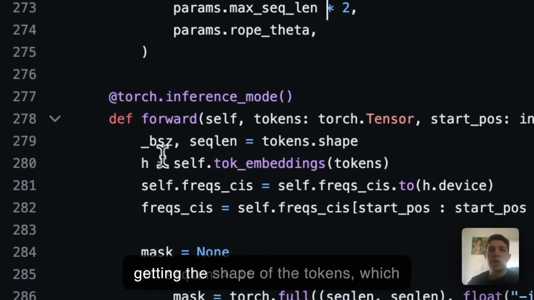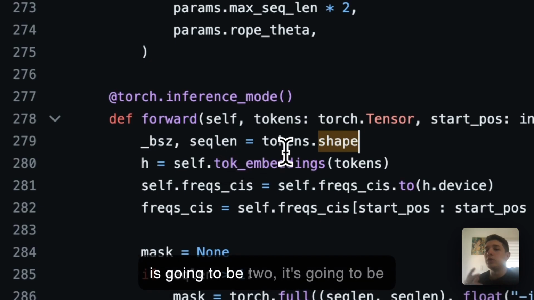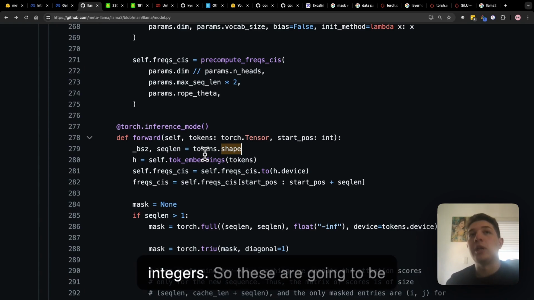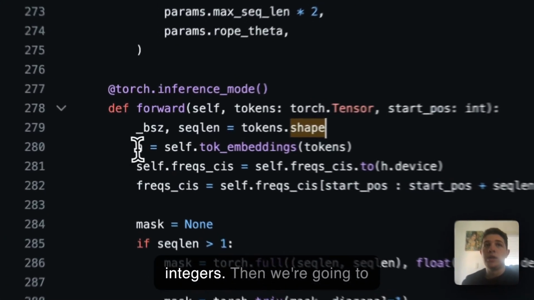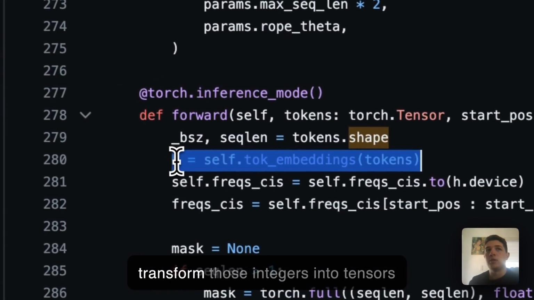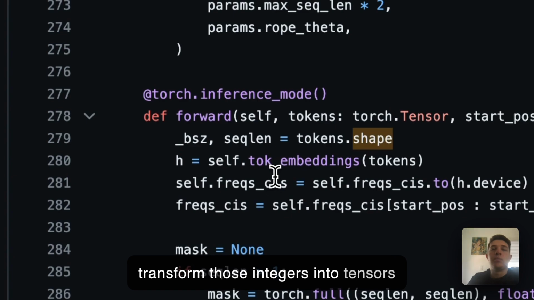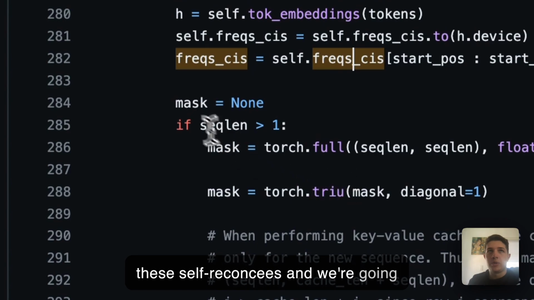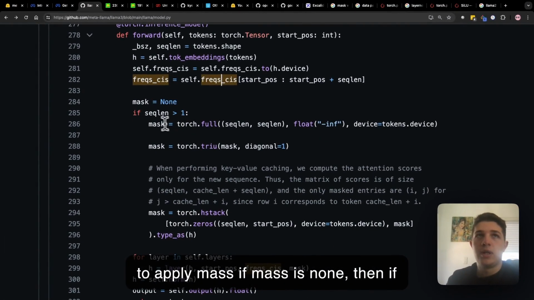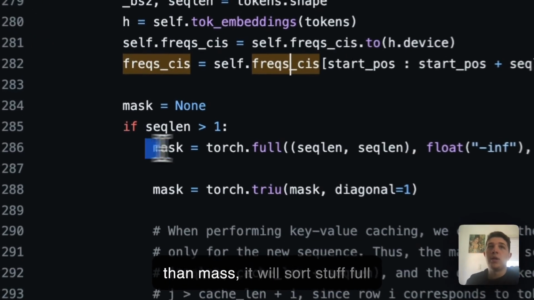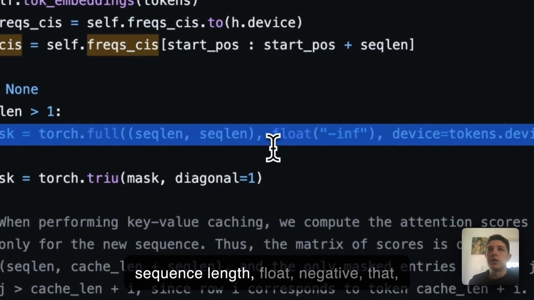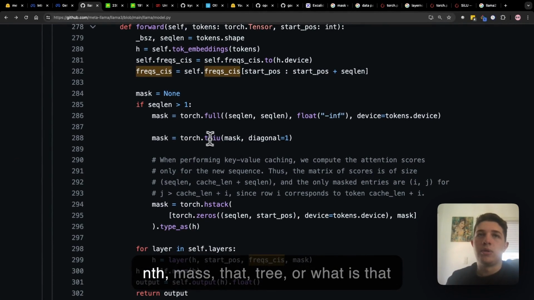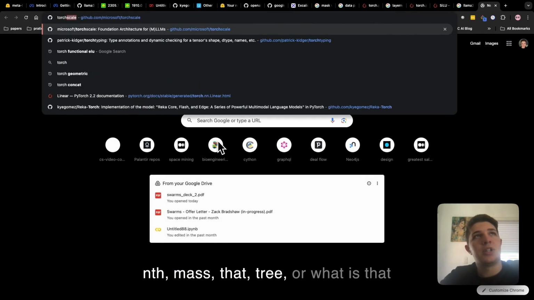Then we're getting the shape of the tokens, which is going to be mostly two-dimensional random integers. So these are going to be integers. Then we're going to transform those integers into tensors with this. Then we're going to apply the frequencies, and we're going to apply the mask. If mask is none, then if sequence length is greater than 1, then mask equals torch.full of sequence length, float negative inf, mask.triu. What is that again?